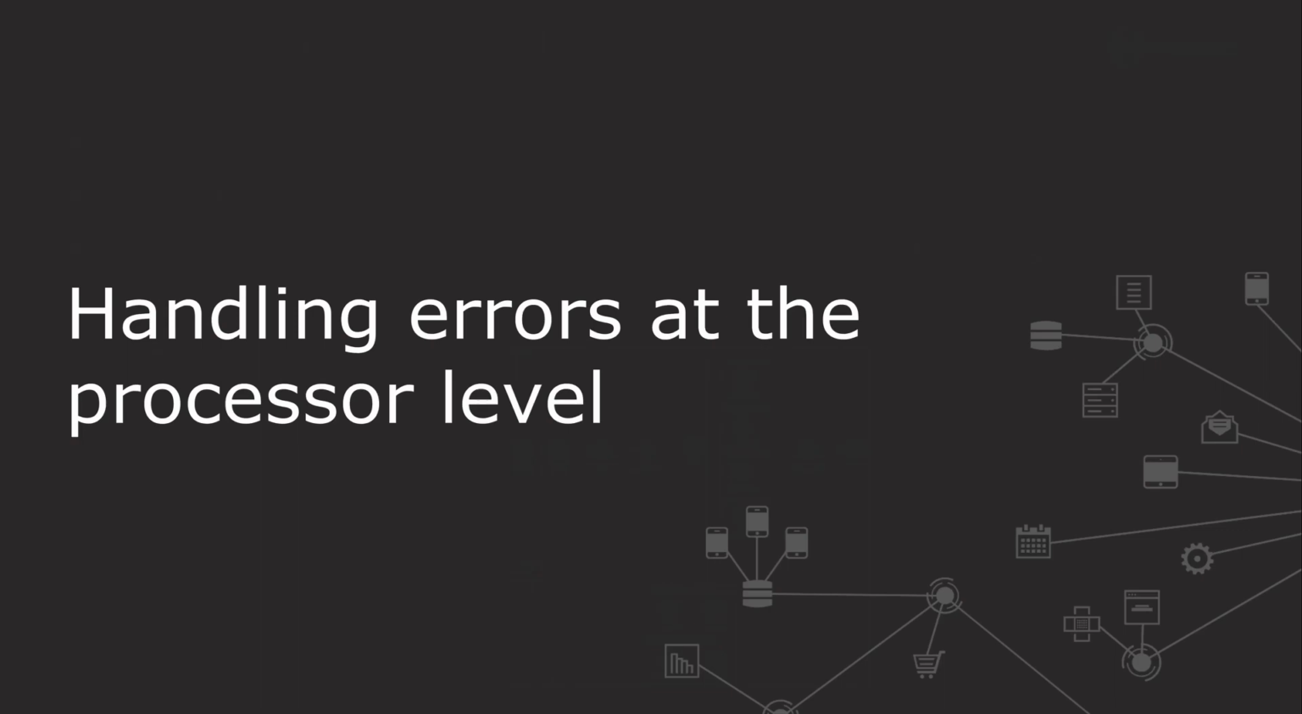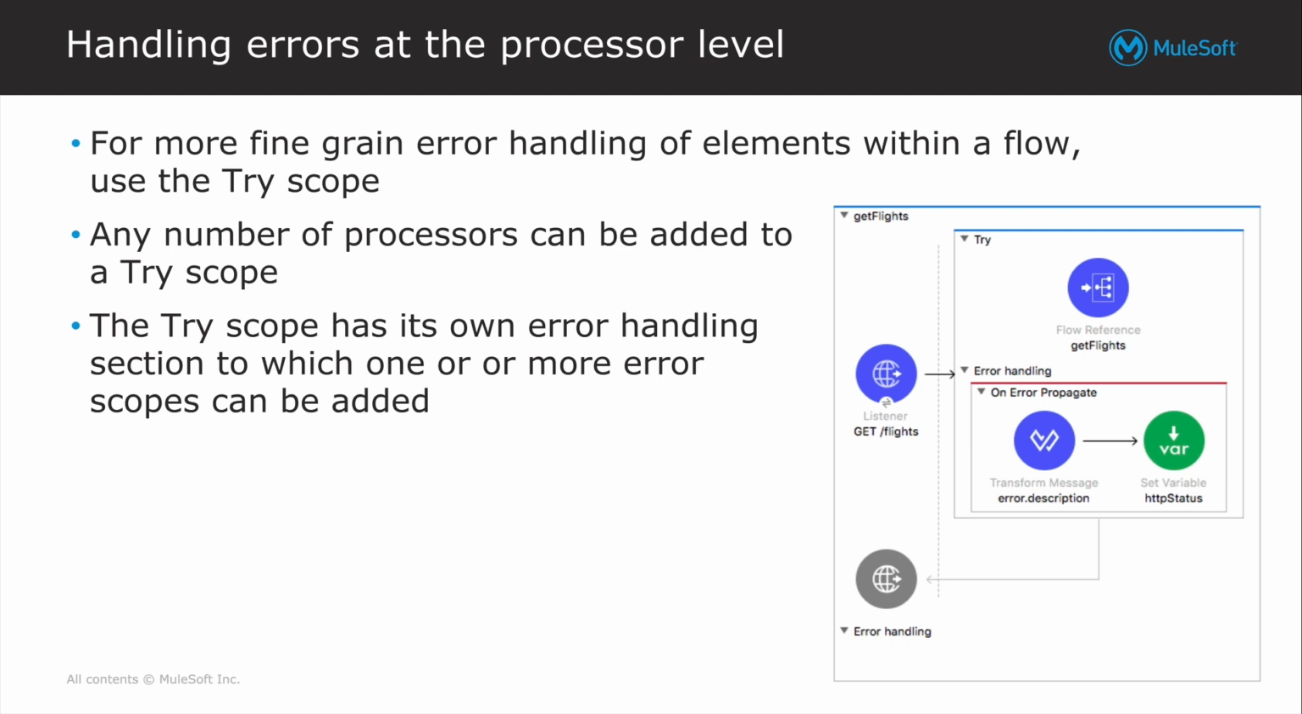You will now learn to configure processor-level error handling. Error handling can be configured at the processor level by adding a try-scope to a flow or subflow. You can add any number of processors to the try-scope and configure any number and combination of error scopes to handle any error that may occur in the try-scope.